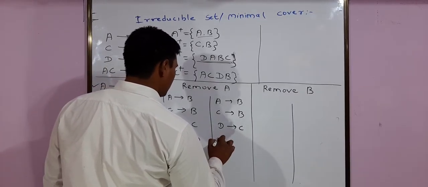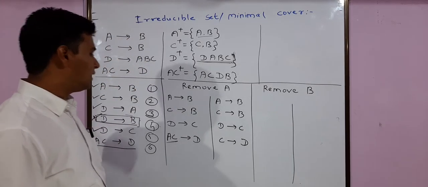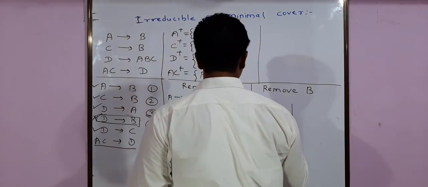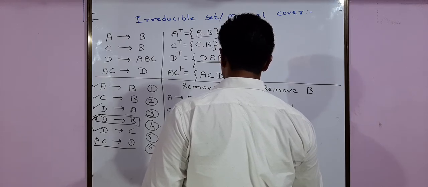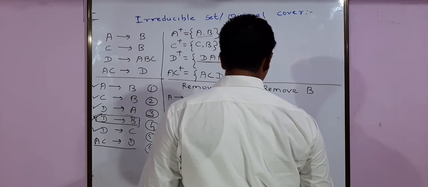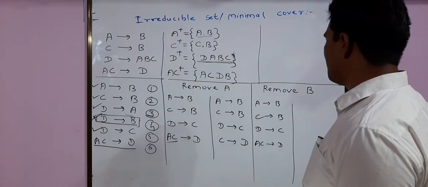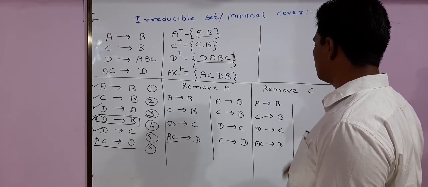This is like this, C determines D. Now again in this case, I will keep all this, I will write the left hand side as it is: A determines B, C determines B, D determines C, and AC determines D, and I will remove the part called C. Okay, so I will remove here C.